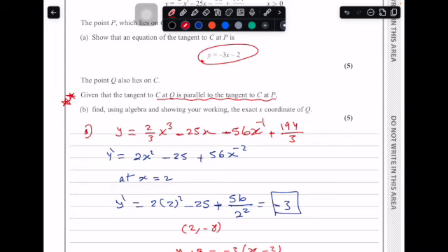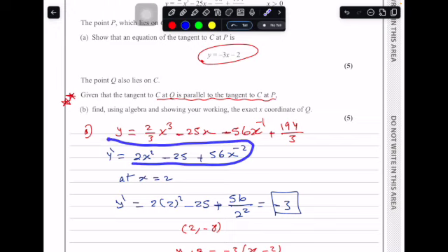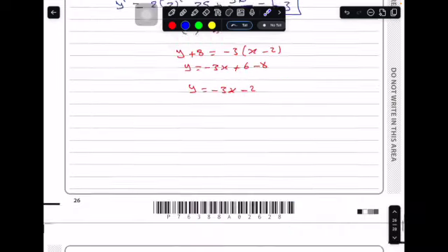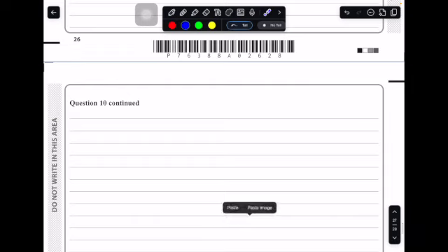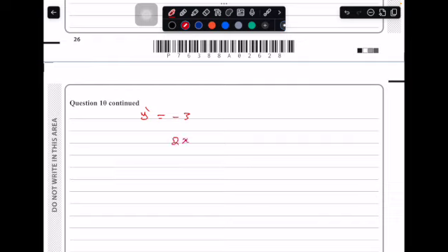Again, they are parallel, which means we are going to use the same gradient. And what do we do with the same gradient? Take this y dash and put it equal to negative 3 to find the second value of x. So y dash is equal to negative 3, and y dash is 2x squared minus 25 plus 56 over x squared. And this will be equal to negative 3.